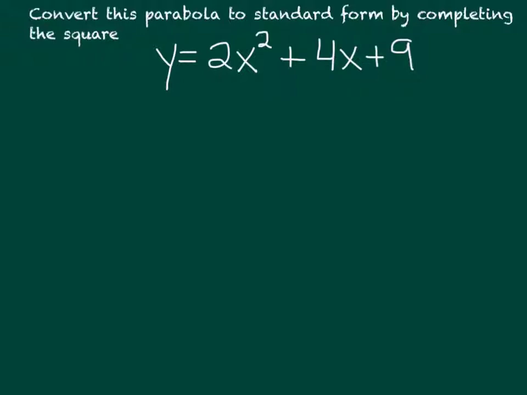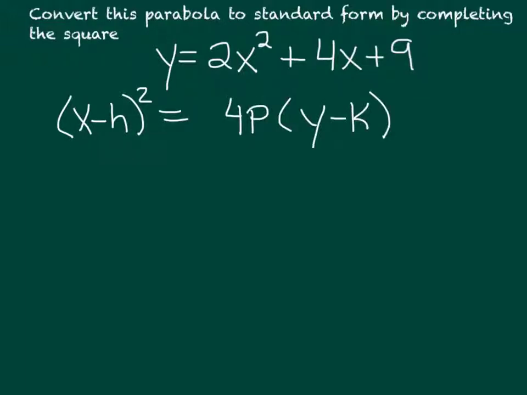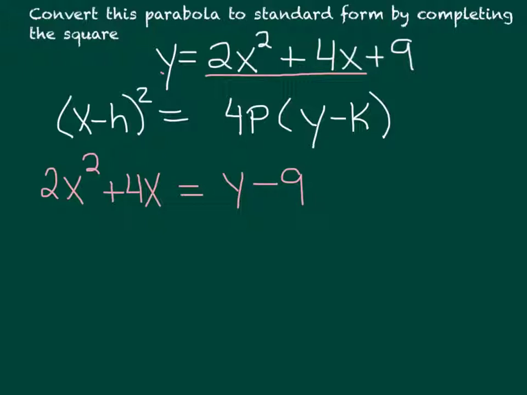So what we're going to do is first we must group all the x's together on the left and the y's and the constant together on the right, because we know that we want this to look like x minus h all squared equals 4p y minus k. That's our goal. So I'm going to put the 2x squared plus 4x together here. And then on the right hand side, I'll keep the y, and then we'll subtract 9. So the first thing we do is group the x's together on the left and the y's and the constant together on the right.